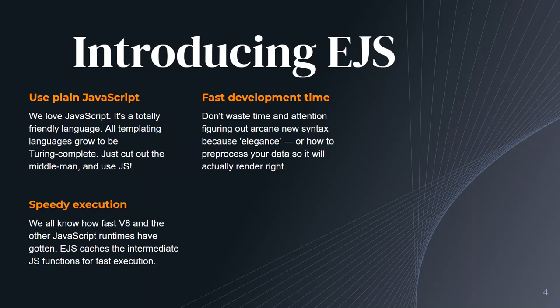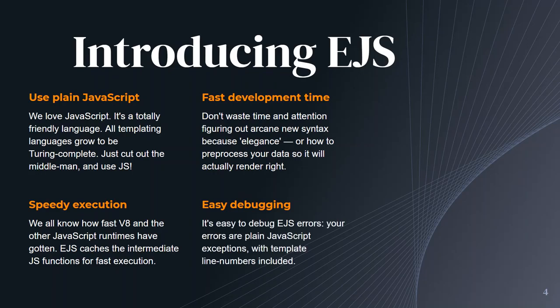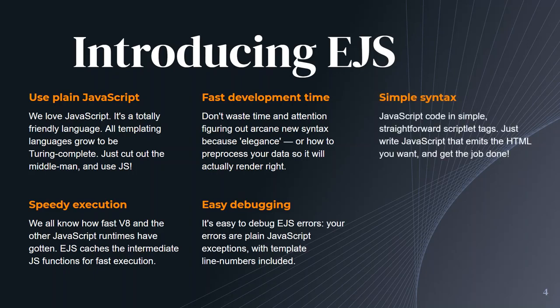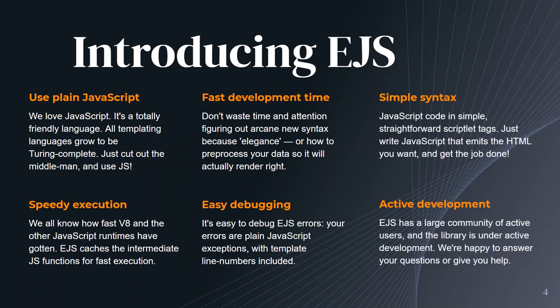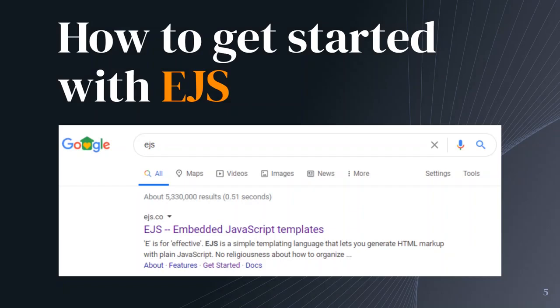There are a couple of EJS tags that you have to use inside of what is basically HTML, and then you can just write straight JavaScript into your HTML. These files are going to be EJS files, they're not going to be HTML files, but you can write pure HTML code in them. It's easy to debug EJS errors. Your errors are plain JavaScript exceptions with template line numbers included. Simple syntax and active development, very large community, really easy to Google stuff and get help.